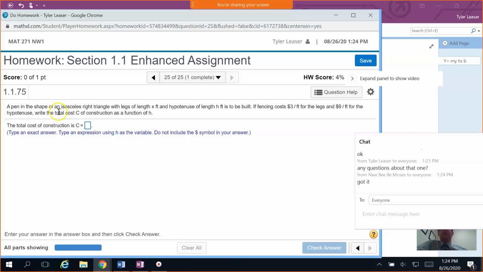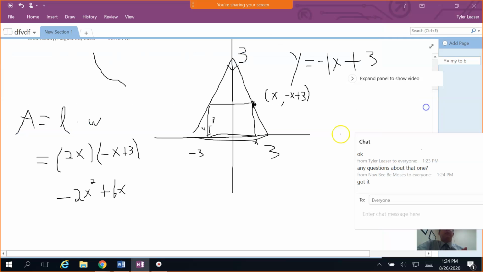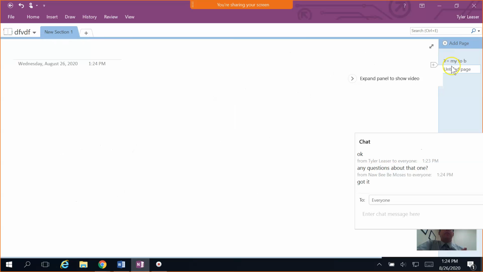Okay, so just to reread through the question real quick. A pin in the shape of an isosceles right triangle, which is the thing that we were just looking at, that has legs of length x and hypotenuse of length h is to be built. So let's draw that. Let me get a new page here. So we have our isosceles right triangle. I'll draw it like this just because that's how I like to draw my triangles. Right, and then it wanted legs of length x. So this has length x, this has length x, and we have our hypotenuse of h.